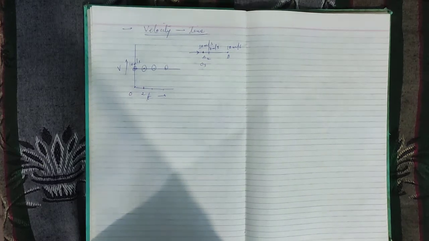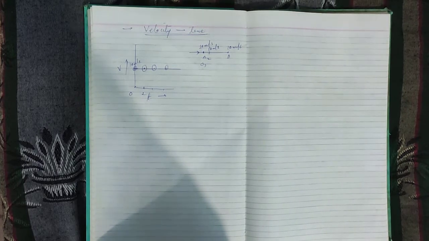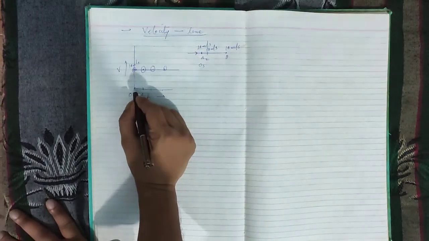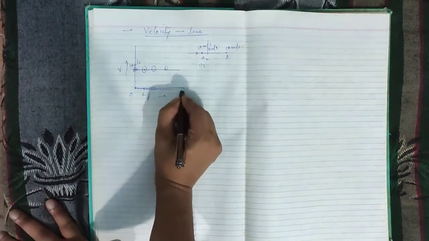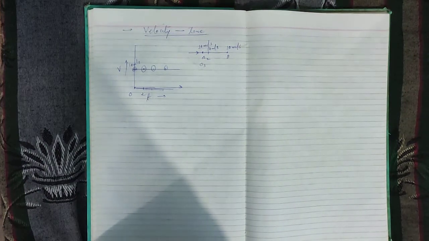Because the object is in uniform motion, its velocity will always remain constant, and that is why its graph will be a straight line parallel to the x-axis. That is this one. This line will always remain constant. I hope it is clear to you, students.